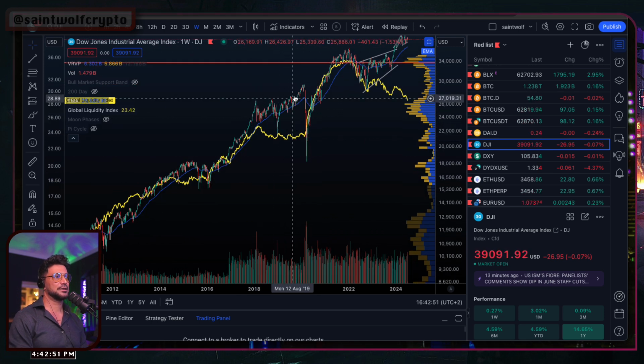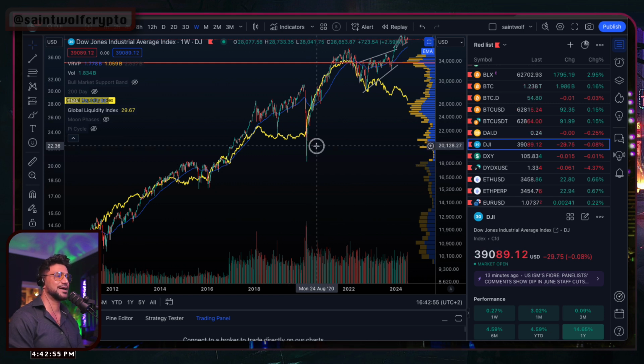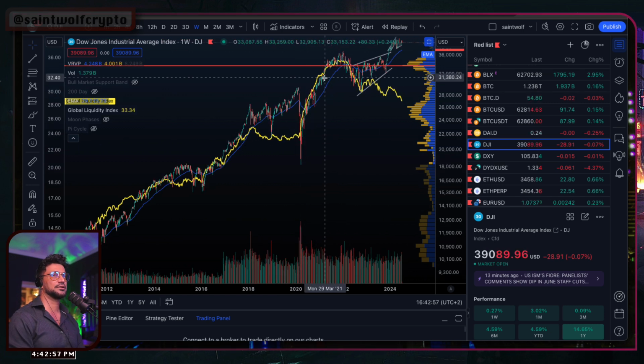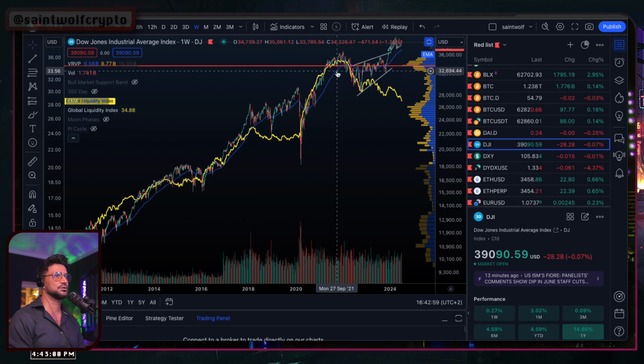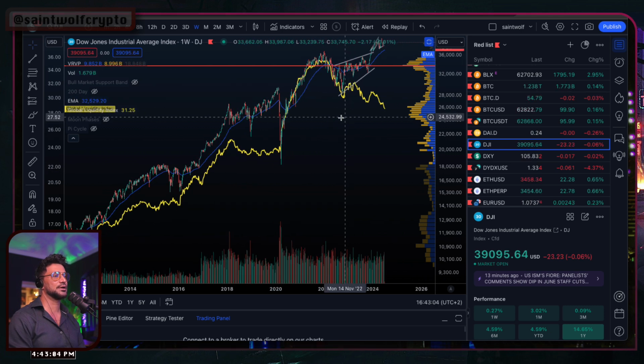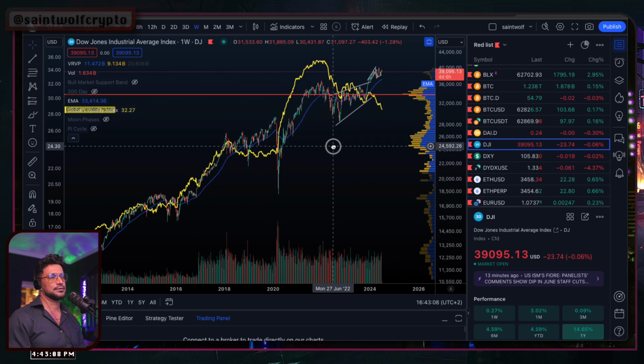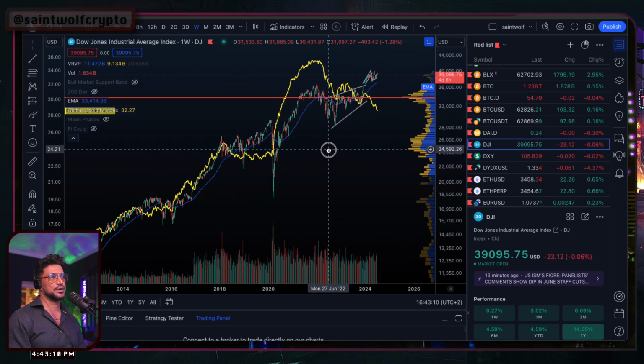It came back to meet it here, came up. And then, of course, when the zombie virus began, it dumped down massively and they started printing. And what did the DJI, the Dow Jones Industrial Index, do? It just rode it perfectly. I mean, the correlation is uncanny, especially when they were printing on a worldwide scale. And, I mean, this is incredible.